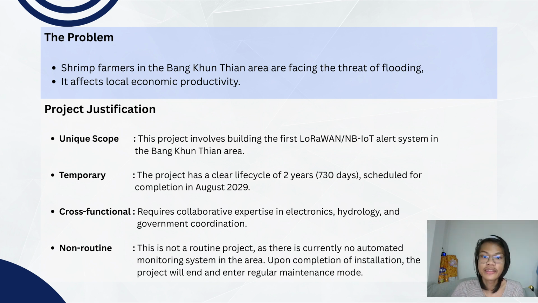The reasons this project requires project management principles are: first, it involves developing a prototype to solve specific local problems. Second, there is a clear time frame for the project to build and deliver the system. Upon successful delivery, the project is terminated and transitions to routine maintenance. Third is cross-functionality, involving engineering, hydrology, and legal aspects.